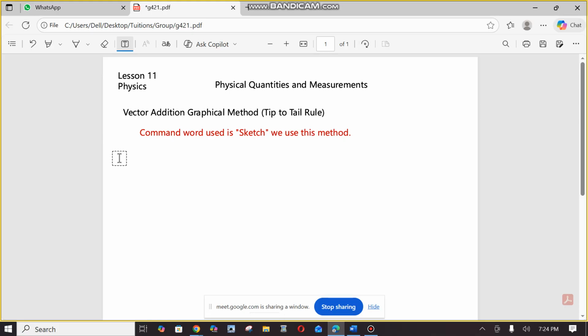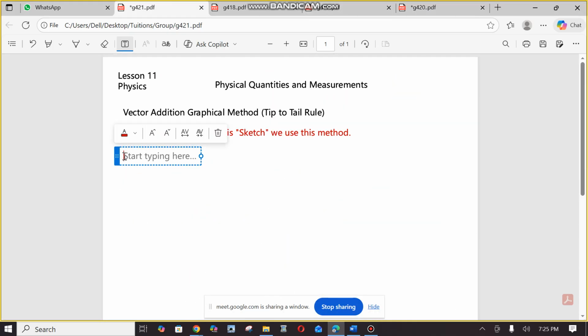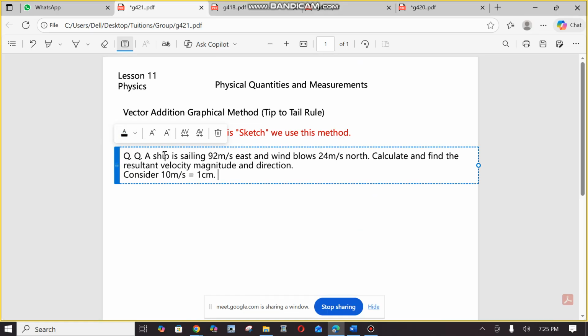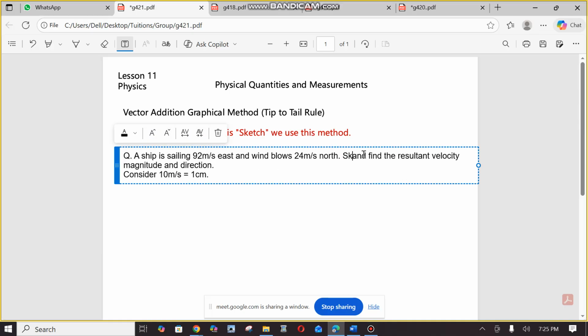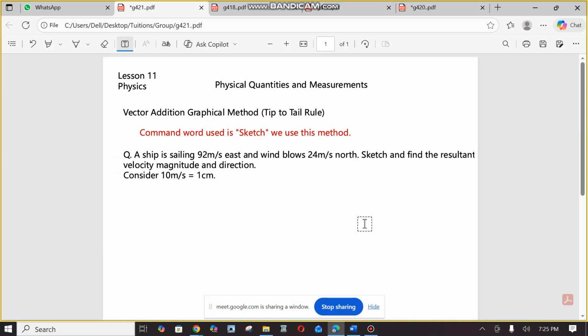So basically the same question that we had done by the mathematical method, this was the question I'm pasting, in which a ship is sailing 92 meter per second east and wind is blowing 24 meter per second north. We had to calculate and find the resultant velocity, magnitude and direction, considering 10 meter per second being 1 centimeter. Now, instead of calculate, they can say sketch and find.